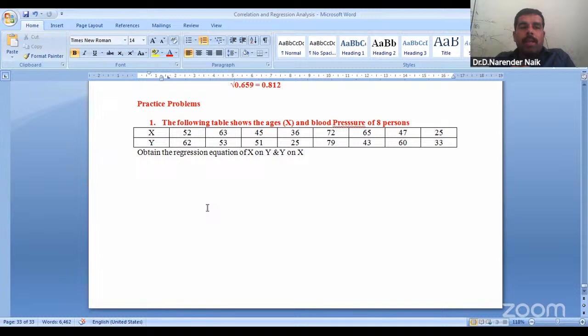This is the way the examiner will ask the question. But sometimes what happens, he will not ask in this way. He will ask: obtain X on Y and Y on X, or simply he will ask: obtain two regression lines. So we need to identify. At this point we completed the regression analysis.